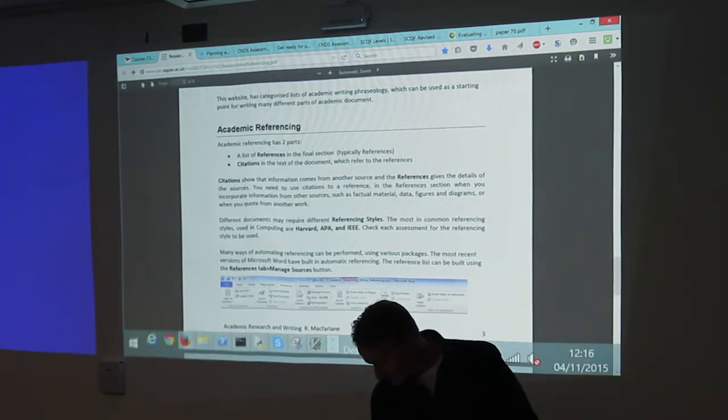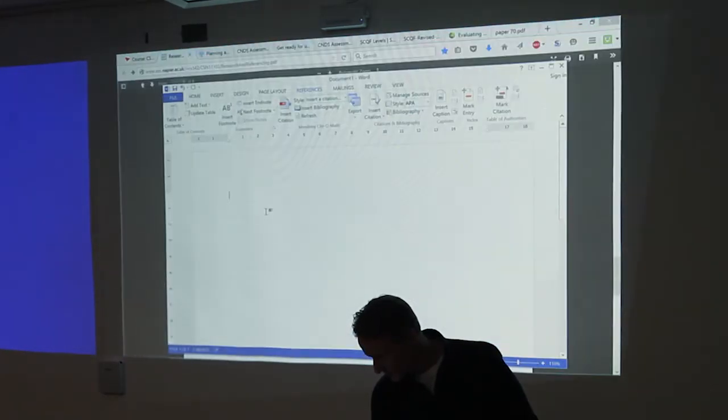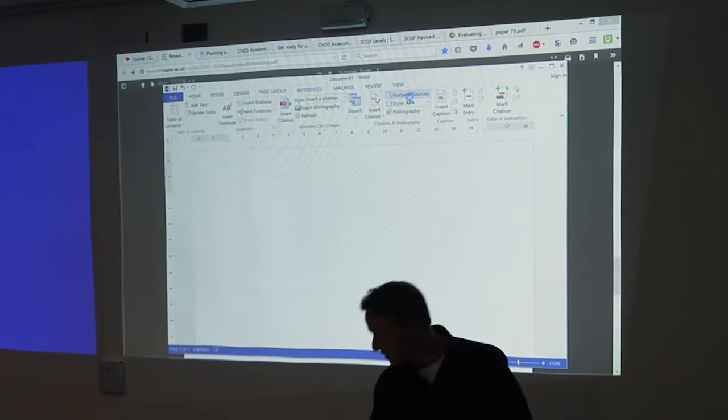Okay, so if I've got Word here, and I've got Mendeley here, I can have a look at that. So references: there is a Word plugin here, not a plugin, I think it comes as part of Word now.